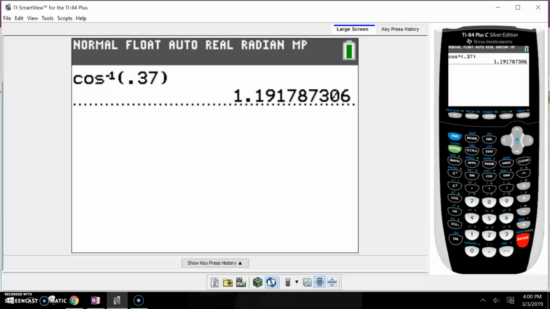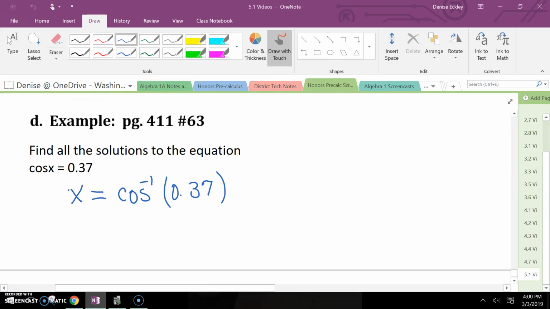Since cosine of x is 0.37, it's a positive value, which happens in the first and fourth quadrant. So we're just going to simplify it, since cosine is an even function, and make it the positive and negative value of this angle. 1.1918 is what I'm going to round it to. So I'm going to write that x is going to equal plus or minus. So the plus is for first quadrant, the minus is for fourth quadrant, 1.19. Let's just keep it a little simpler.